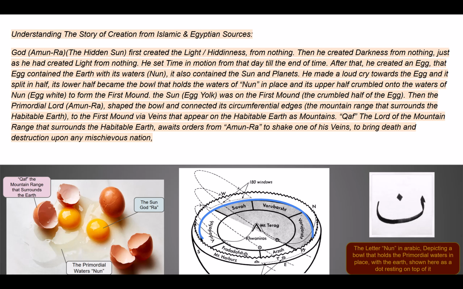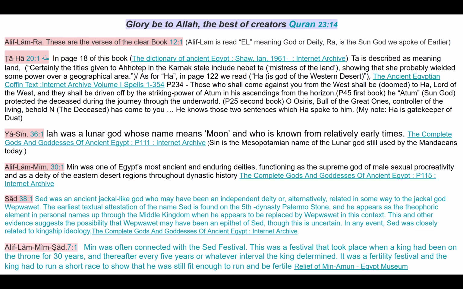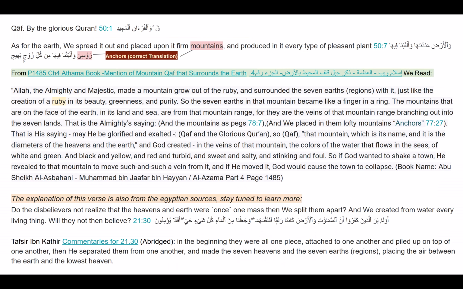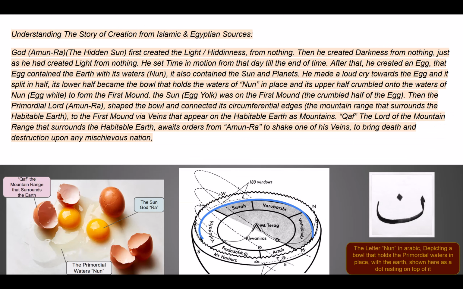but this is the story of creation according to almost all of the Sabians, as we will later see. This is what just about every Sabaic religion believed in. Glory be to Allah, the best of creators. So let's go ahead. We've said Nun, we've read about the god Nun, and we've read about the god Kaf. Kaf is the mountain range, it's a deity, and we've said Nun is the endless ocean that surrounds the earth.